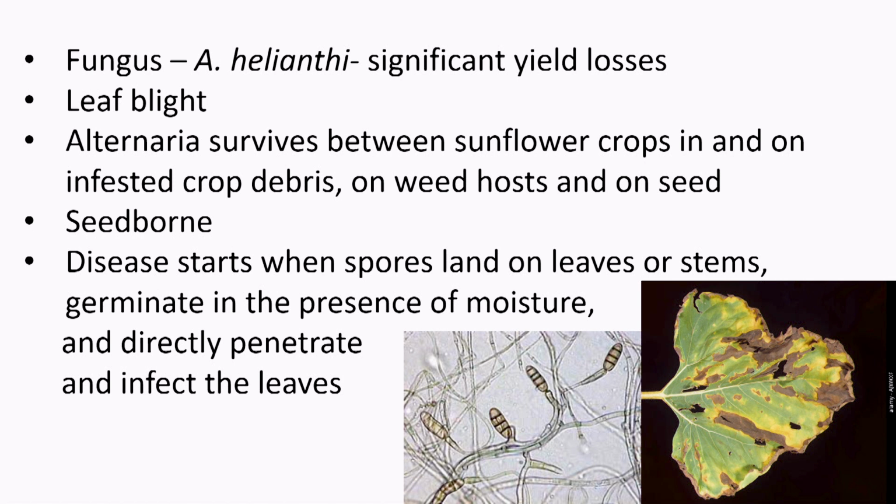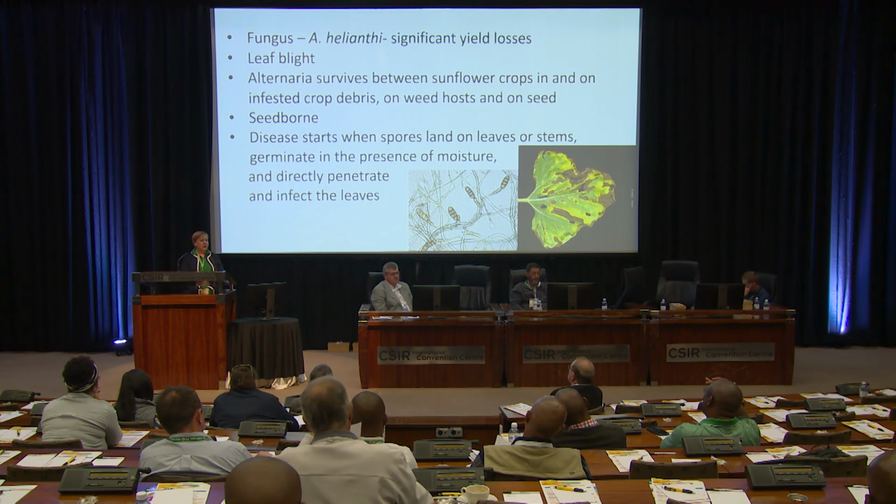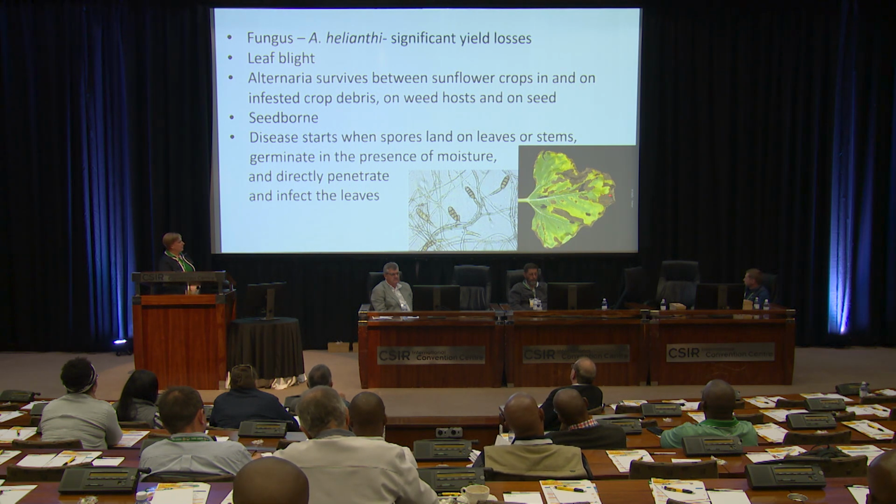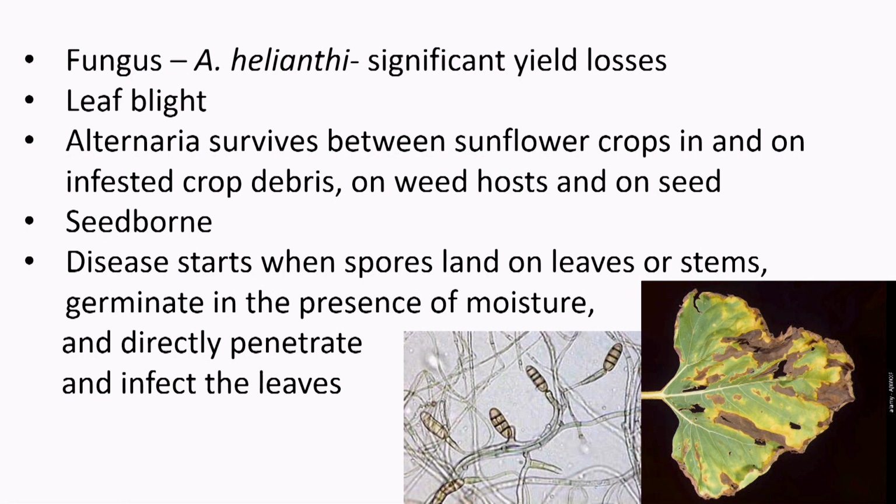And Alternaria will survive between sunflower crops in and on infested crop debris, on wheat host and on seed. This disease is seed-borne. So the main way of dissemination, or how it is spread, is through infected seeds. Now, the disease starts when the spore lands on the leaves or the stem. It can germinate then in the presence of moisture and directly penetrate and infect the leaves. Here is an example of how it looks on a sunflower leaf where the lesions have coalesced.